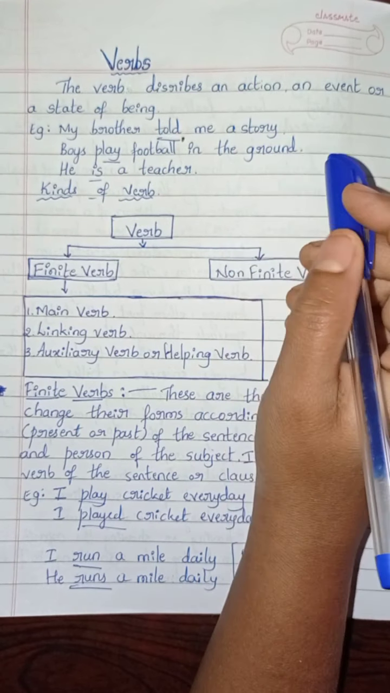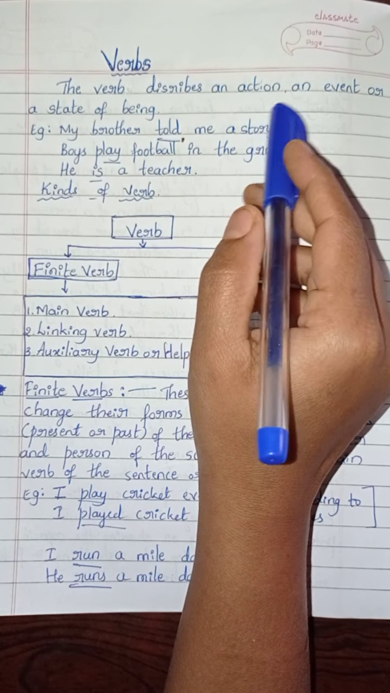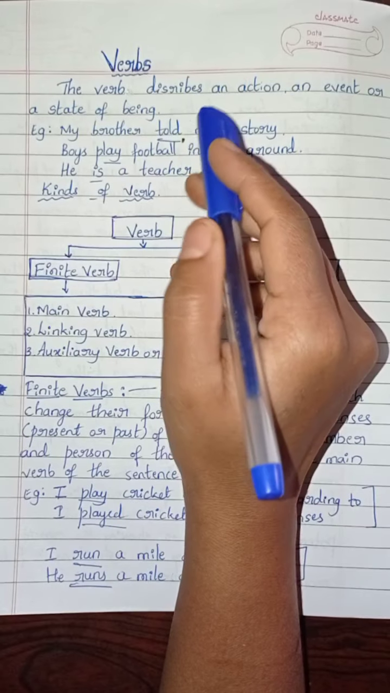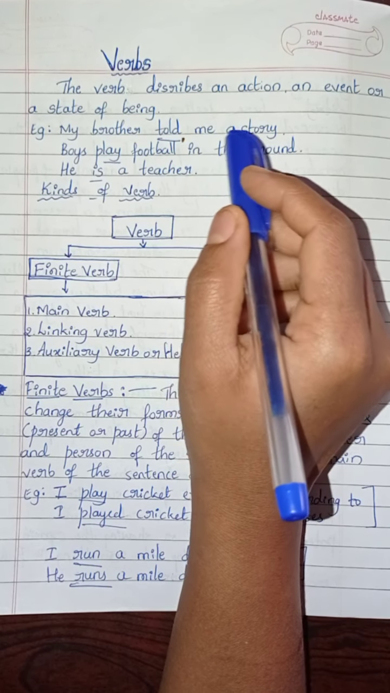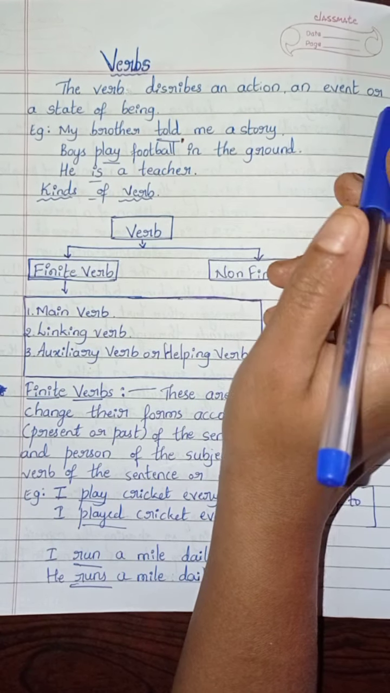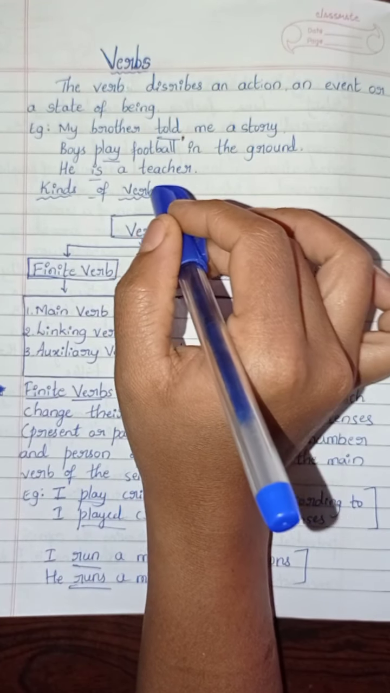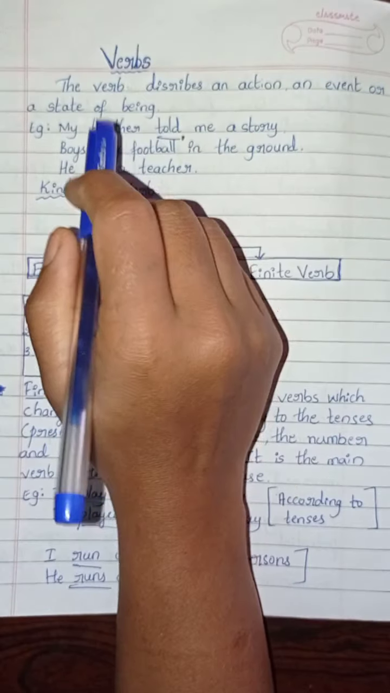So, at first, let's learn what is a verb. The verb describes an action, an event, or a state of being. As we have learned in the previous classes, verb is an action word. Verb describes the action of a subject. An event or a state of being means the verb will tell what the subject is. Understood? So, this is the definition of verb.